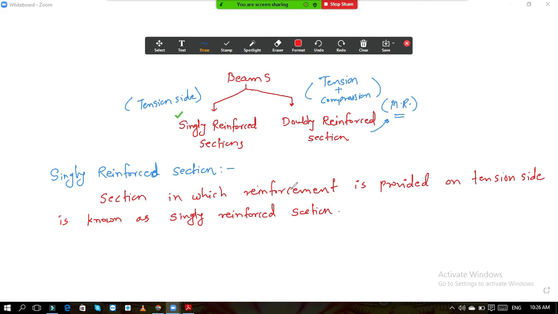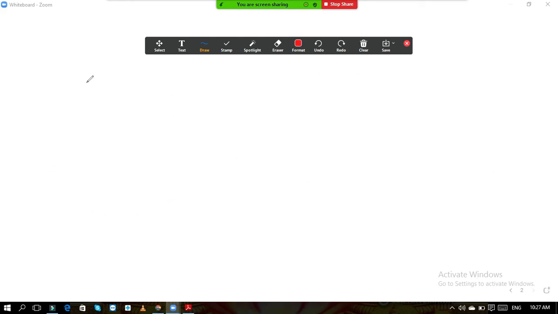Now I will give you the values of Xu max. You know that Xu is the depth of the neutral axis, which we studied in the first unit. Xu max means the maximum depth of the neutral axis. We have already seen what Cu and Tu are; you know all these values.